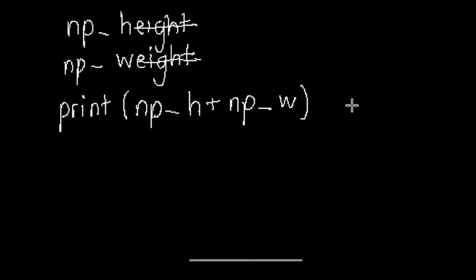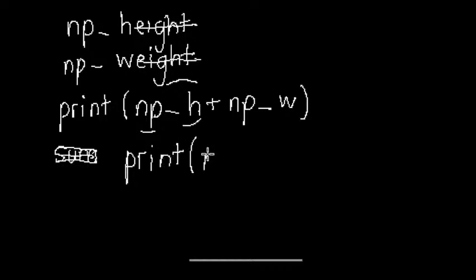So let's say we want to work out the mean. What we can do is work out the mean of np_height. So we can say print, and then we say np.mean, and then in brackets np_h.